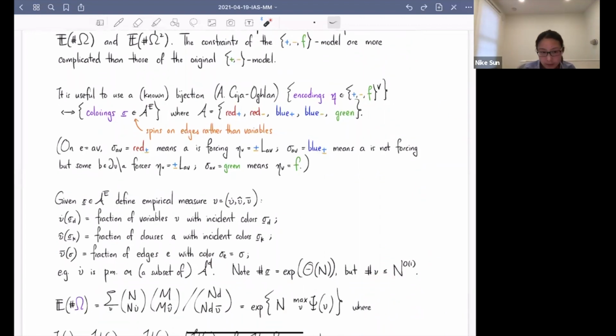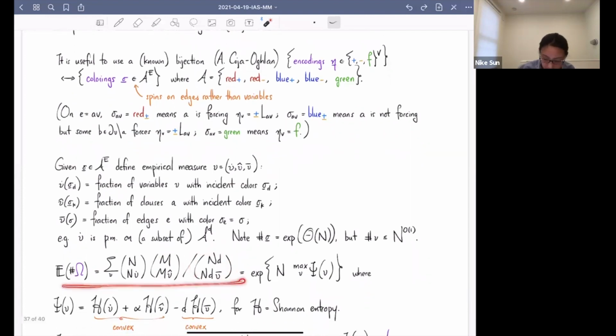So the main point of moving from configurations that live on the variables to configurations that live on the edges is that it's easy to calculate the expected number of configurations that correspond to a given nu. And it's given by just a simple combinatorial calculation. So this is the number of ways to assign variables with empirical measure nu dot. This is the number of ways to assign the clauses such that it has empirical measure nu hat. And then this is the number of ways to match up the edges such that it will be consistent.